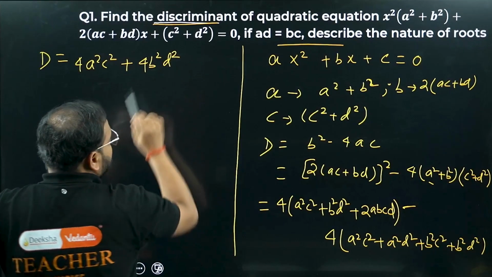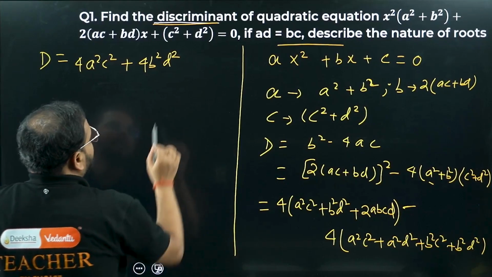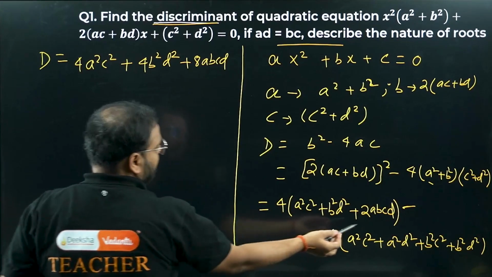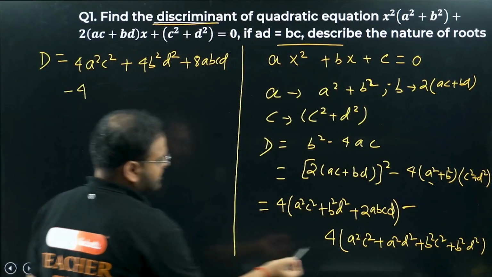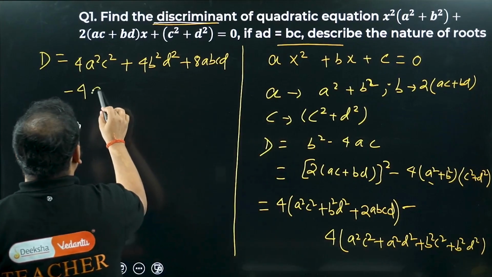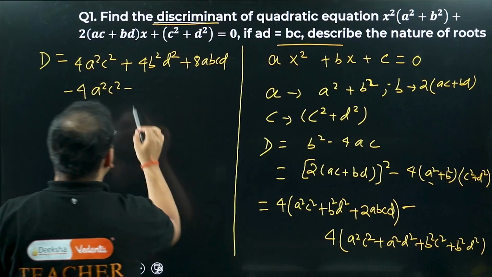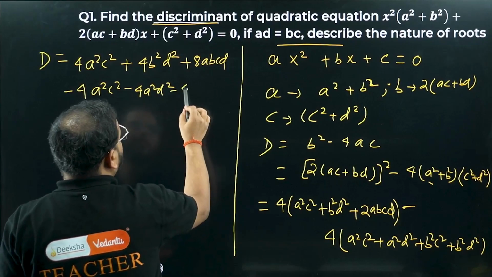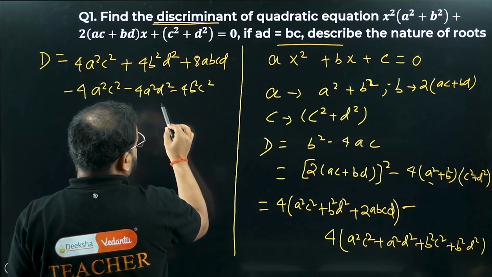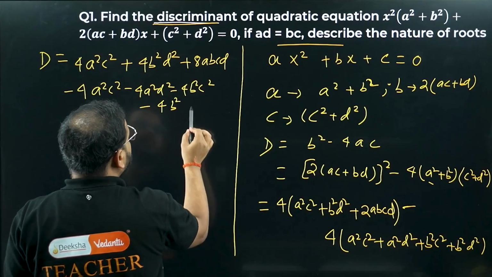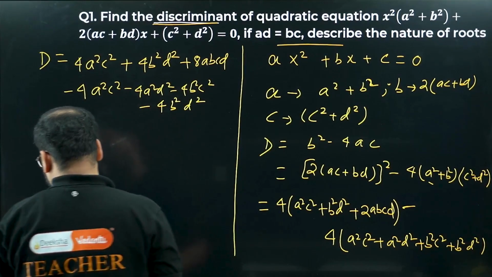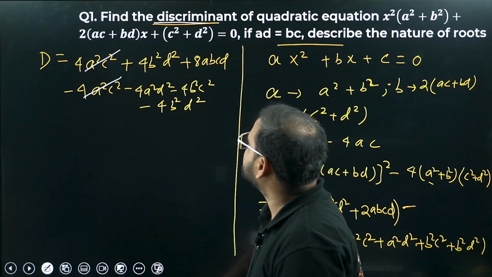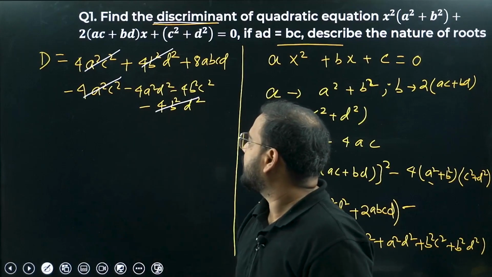4b square d square, plus 8abcd. Okay, first bracket is done. Next bracket, I have to take minus sign for every term. So minus, check here, this minus sign is there, no? So 4a square c square minus 4a square d square minus 4b square c square, minus 4b square d square. Now check what's getting cancelled here. 4a square c square plus and minus, gone. 4b square d square plus and minus, gone, right?